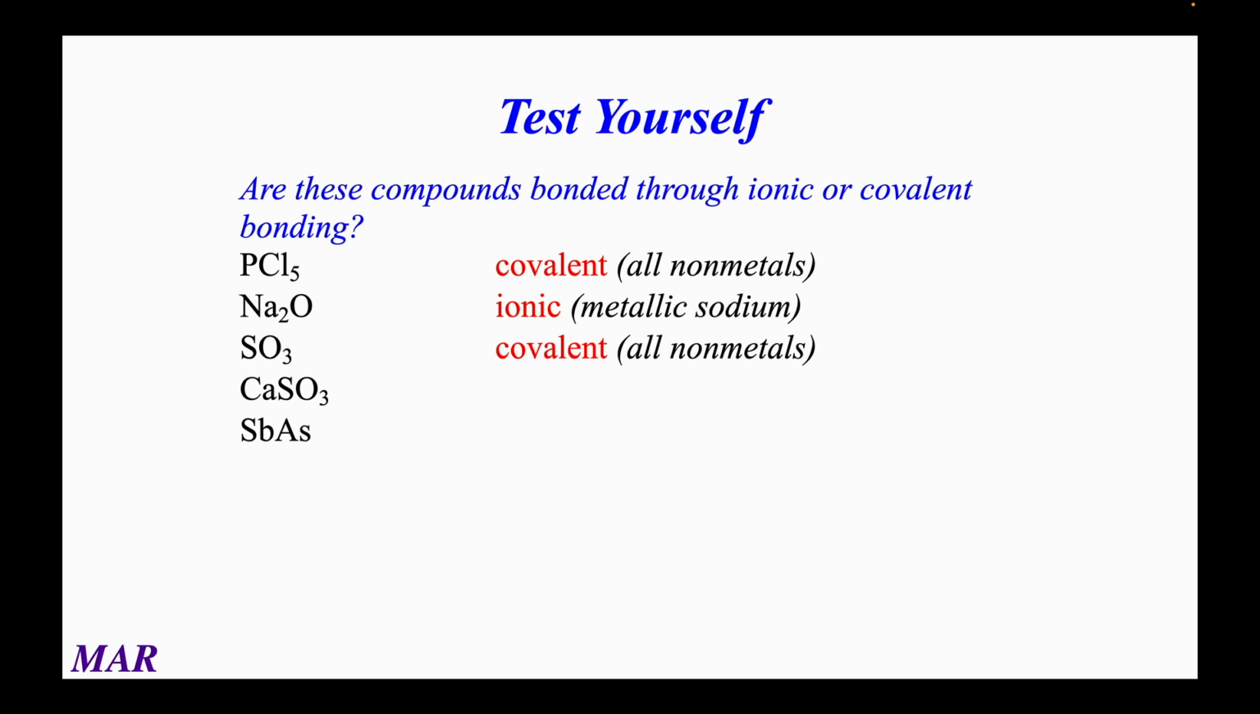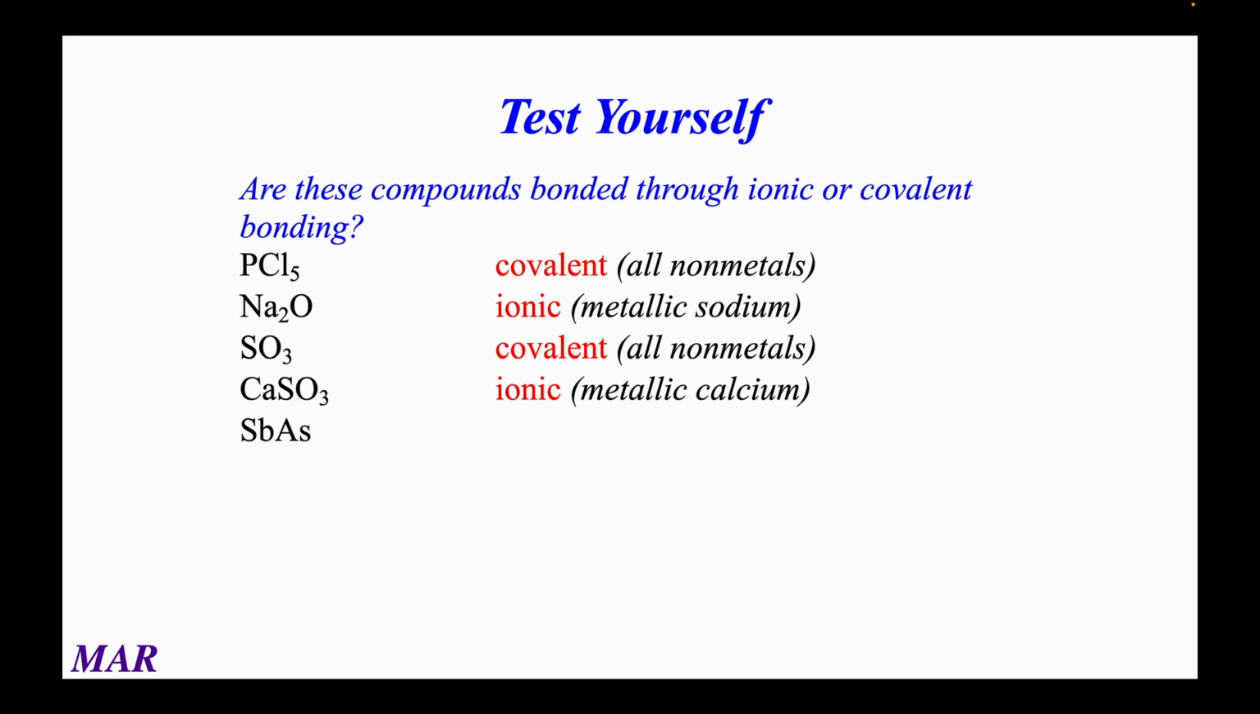SO3 2- is one of the ionic species that we saw with the polyatomic ions. So again, anytime, for us anyway, that you see a metal with anything else, basically, it's going to be ionic. That calcium is going to make it be ionic. And this last one in here I threw in just for fun.